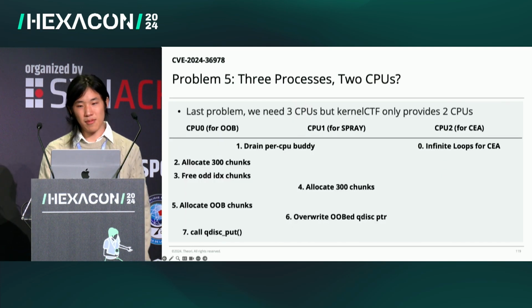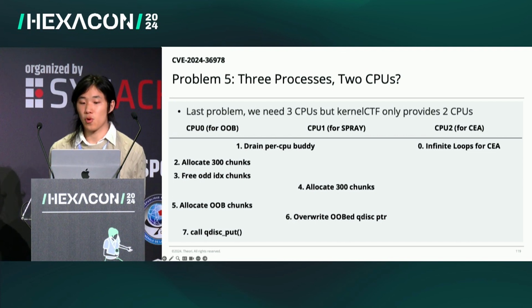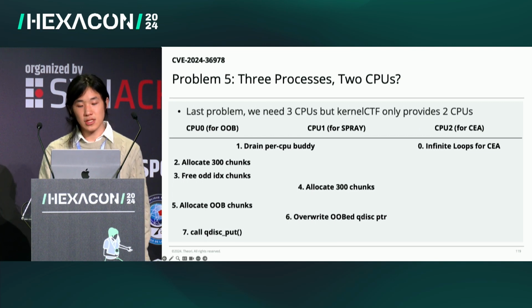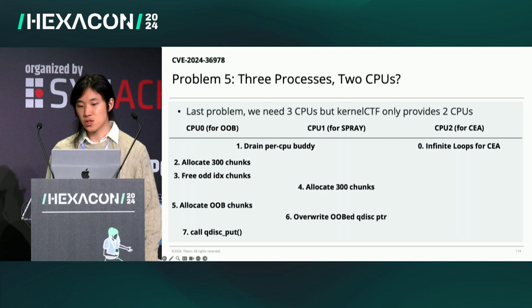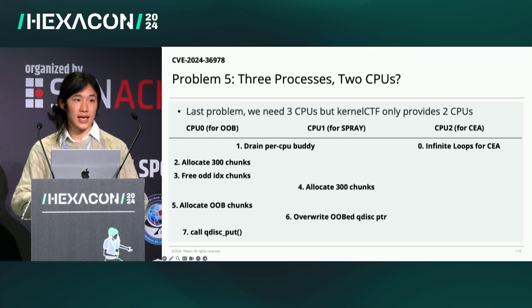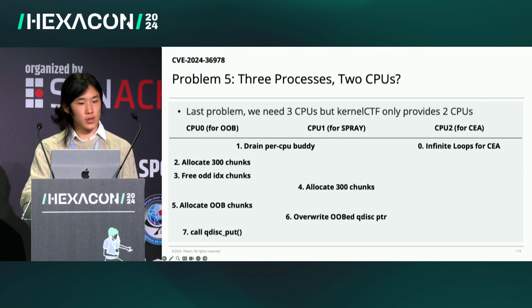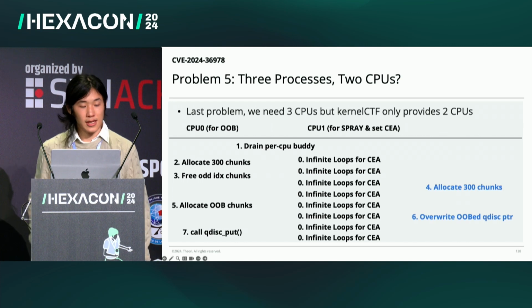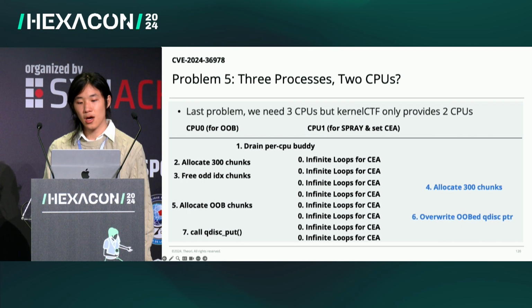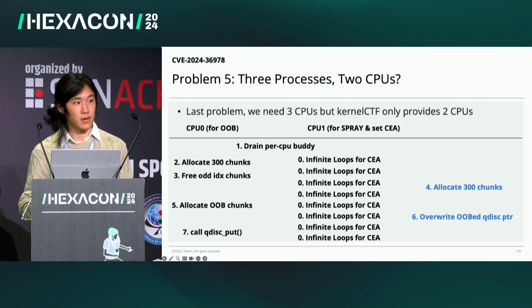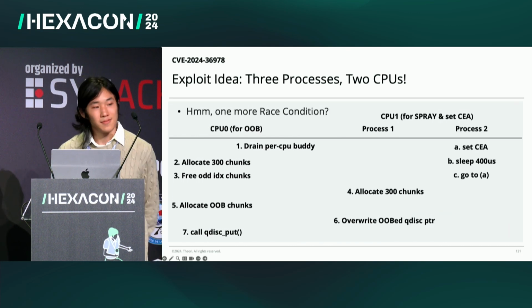There is one last problem, which I want to mention for the future. We need 3 CPUs, but kernelCTF provides only 2 CPUs. The first CPU needs to be for the OOB, the second CPU is needed for the spray, and the last CPU needs to be for setting the CEA, because the CEA needs to trap or panic infinitely. But if you run this code in the 2 CPU state, it's just like this. The infinite loop in the CPU holds all of CPU1, so allocating 300 chunks, or overwriting the qdisc pointer with the OOB, is impossible. So I thought of one more race condition.